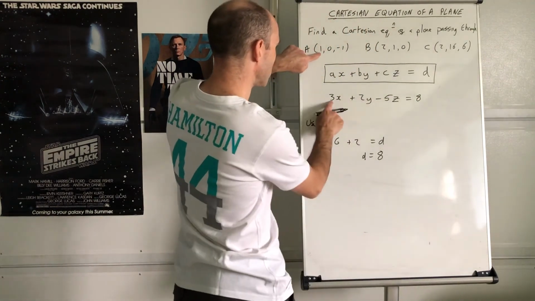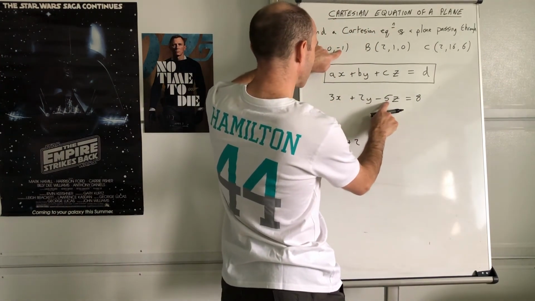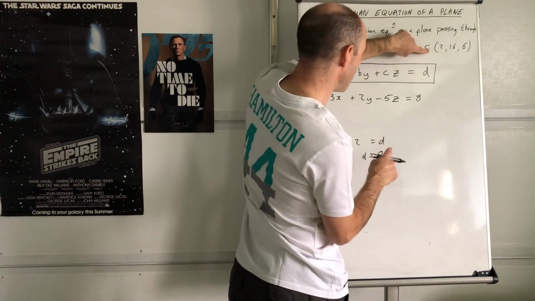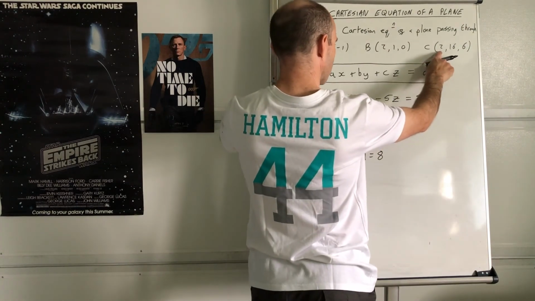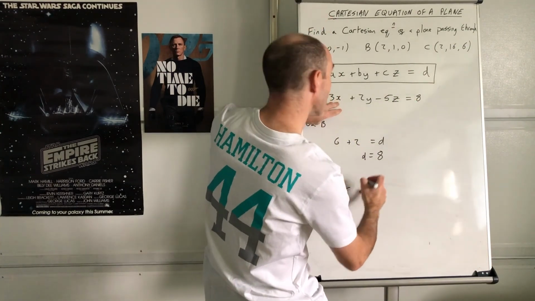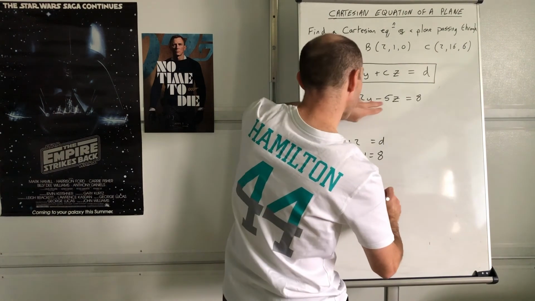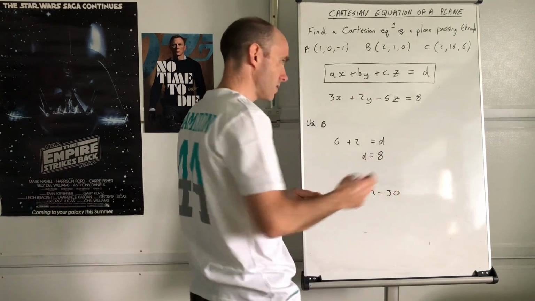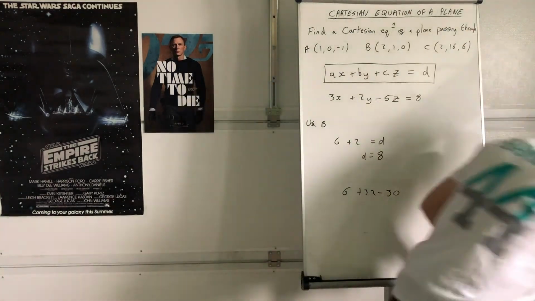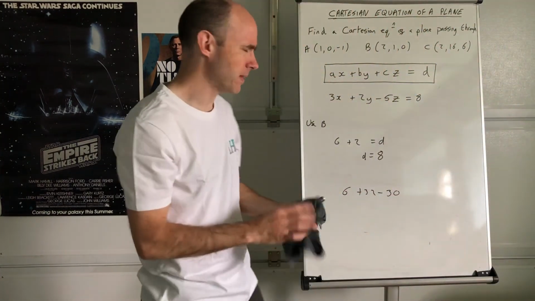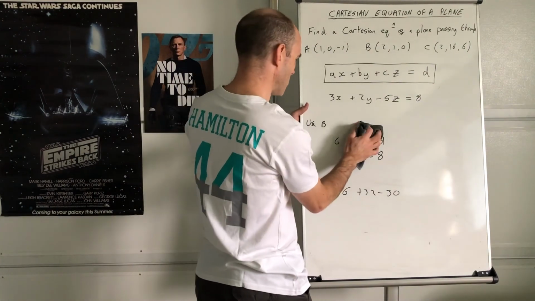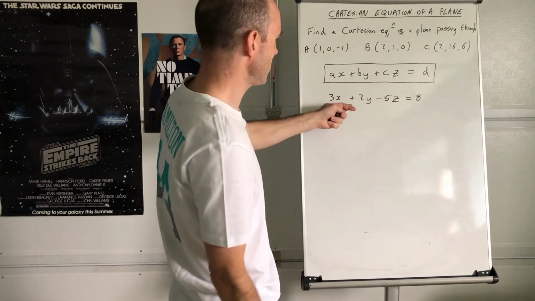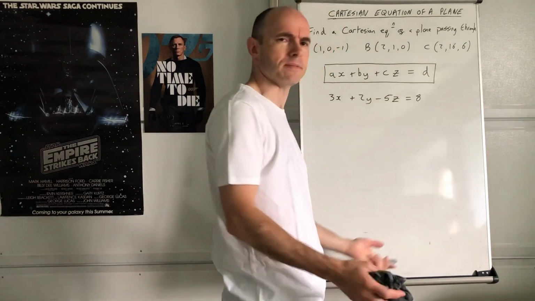So 3 plus 5, that's 8. So it works. This one here: that's 6, plus 32, subtract 30. So it's 38, 38 again. Sometimes, I know I didn't do it in the previous video, maybe I should have, but it's worthwhile just checking that all 3 points do lie within the plane. And yes, they do. So that's it. That's the Cartesian equation of the plane. Isn't that nice?